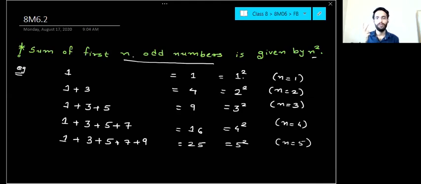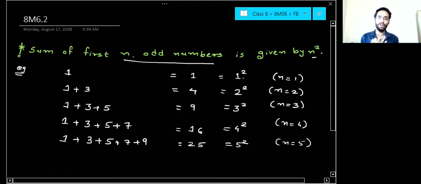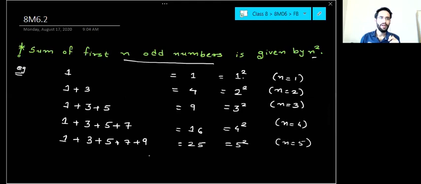So if you are adding two odd numbers, you will get 2 square. If you are adding first 3 odd numbers, you will get 3 square. If you are adding first 4 odd numbers, you will get 4 square. And if you are adding first 5 odd numbers, you will get 5 square. So everyone understood this? Anyone is having doubt? If you got this, type yes in chat box or click yes on participants box.